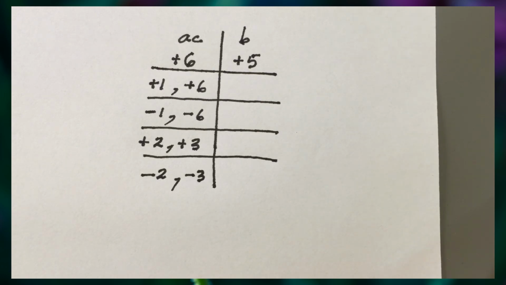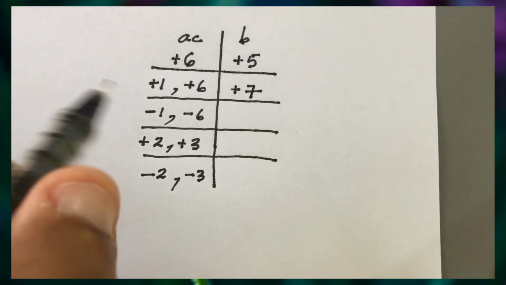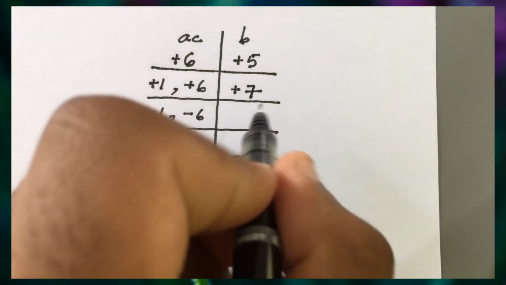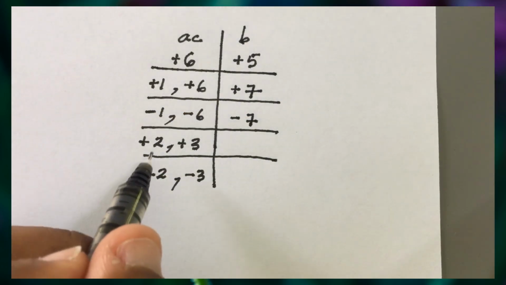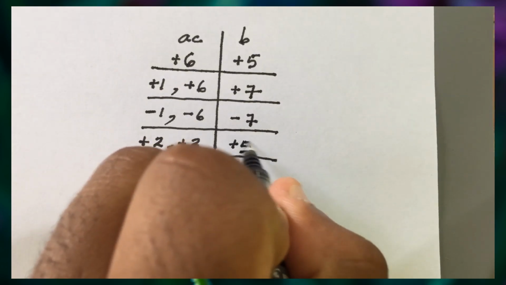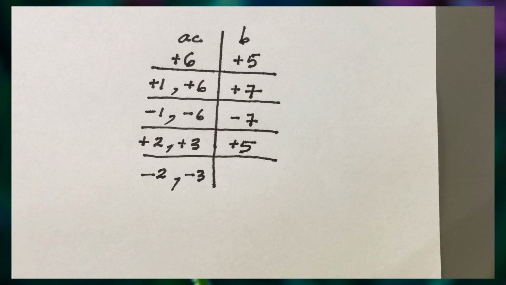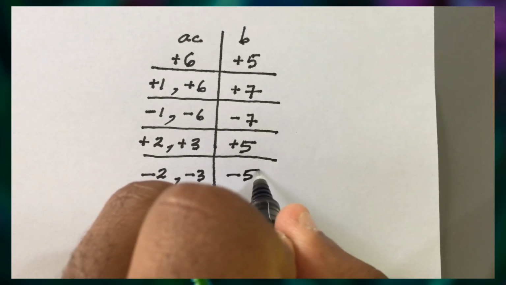So what we're going to do now, in this B column, is add the factors. A positive 1 plus 6 will give us positive 7. Negative 1 plus a negative 6 will give us negative 7. Positive 2 plus 3 is going to give us a positive 5. I don't know if you noticed something, but that is what we're going for. And negative 2 plus negative 3 will give us a negative 5.